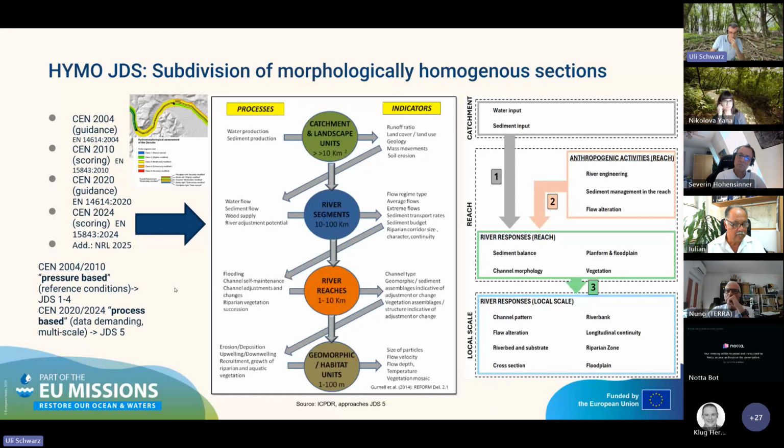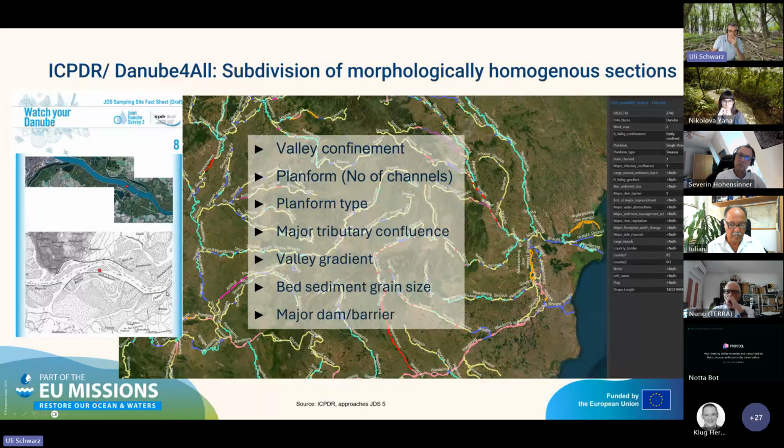And so the final slide then, or now it's the second last, is how to start such a definition of morphological homogeneous stretches. And here we have core parameters. There are even more, but you can see, I told you, this new approach of hydromorphological assessments and the new standards are very demanding, in my opinion.